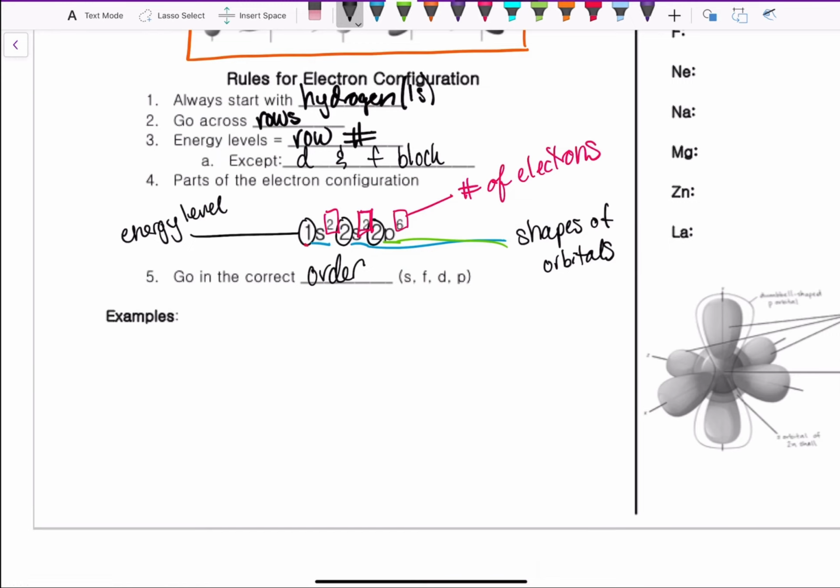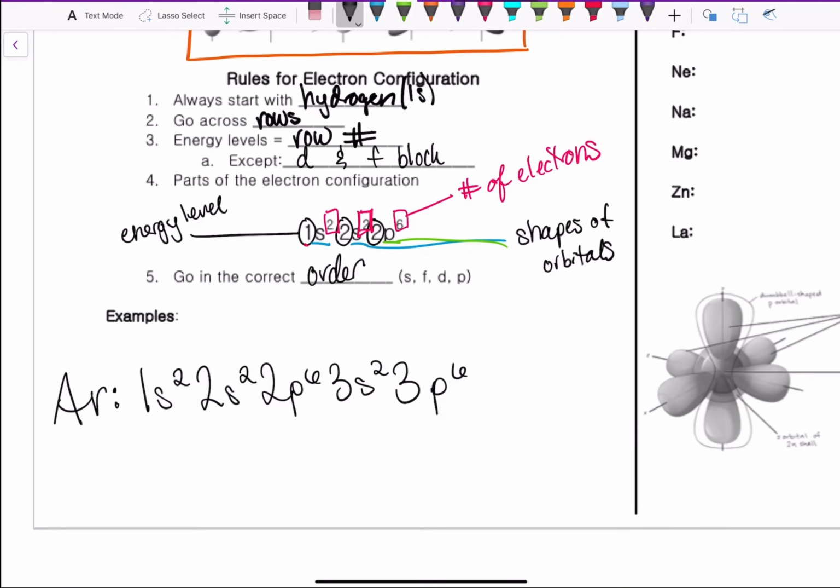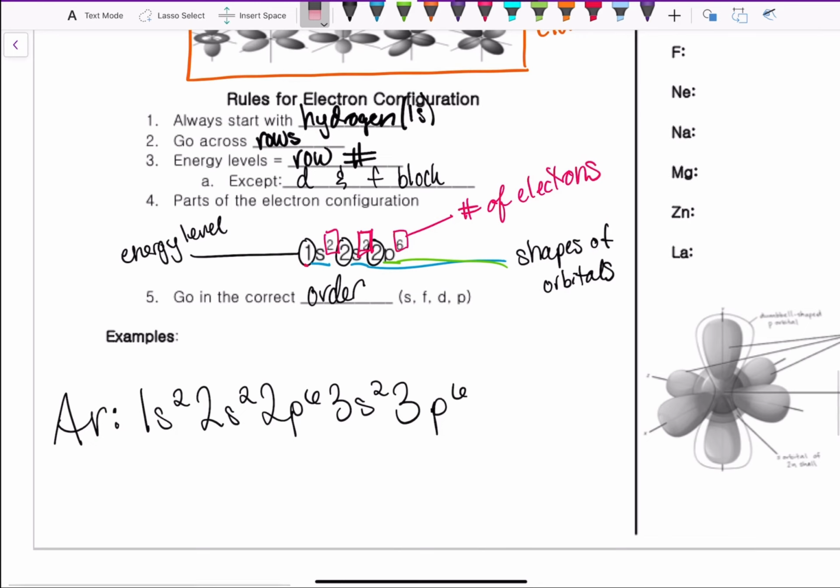Let's jot down an example of electron configuration. Why don't you write down the electron configuration for argon? Pause the video, test your memory, and see if you can write down the configuration for argon. Okay, your configuration should look like this: 1s2, 2s2, 2p6, 3s2, 3p6. If you struggled with that, then you need to go back and watch the previous video.